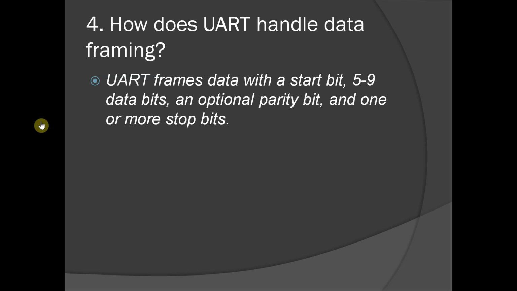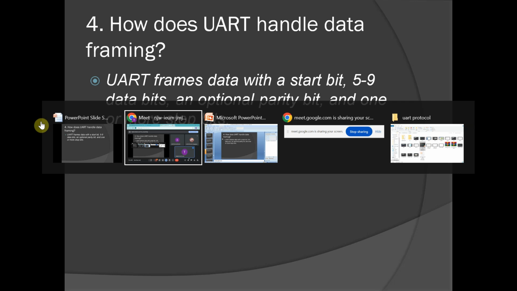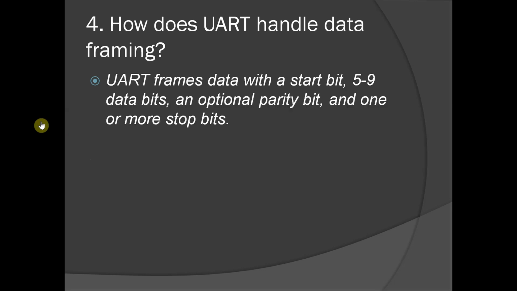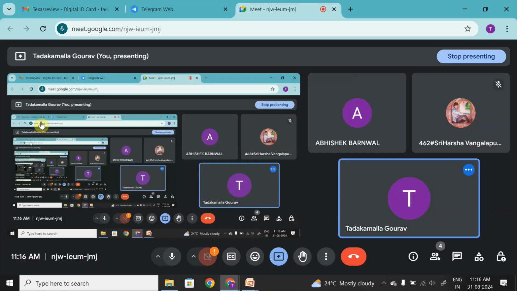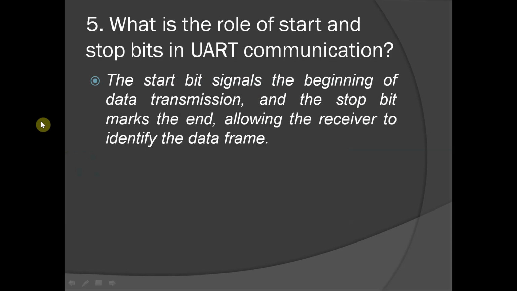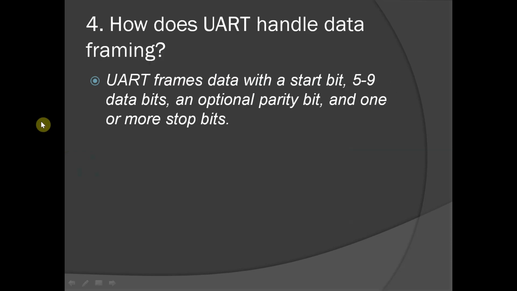Yeah, you are correct. So UART frames data start with a start bit, 5 to 9 data bits, an optional parity bit, and one or more stop bits. The start bit is used to indicate that the frame is starting, the data bits are our raw data, the parity bit is to detect errors, and the stop bit is to tell the receiver that this is the end of the frame. Okay. Next question is, what is the role of start and stop bits in UART communication?